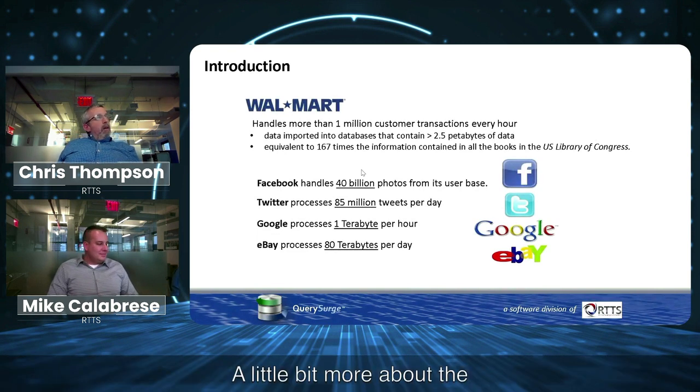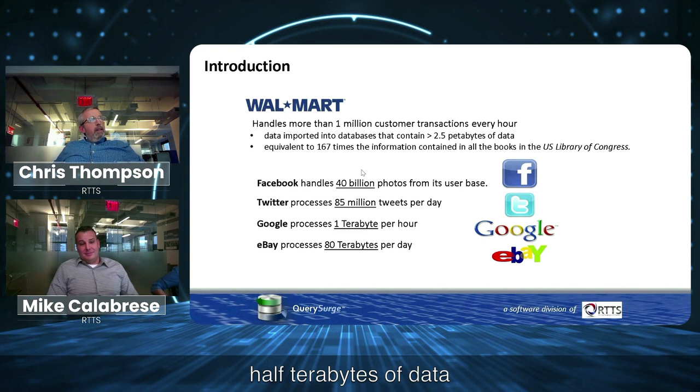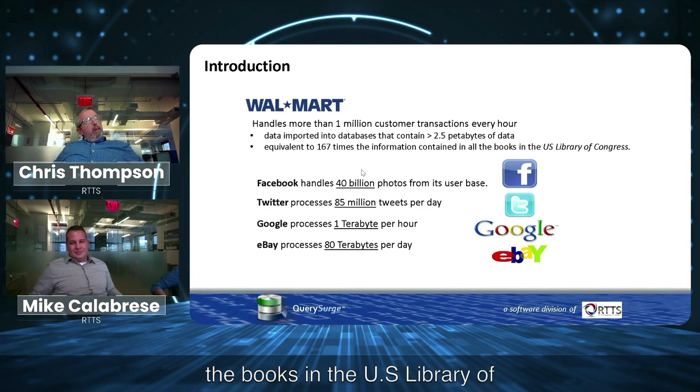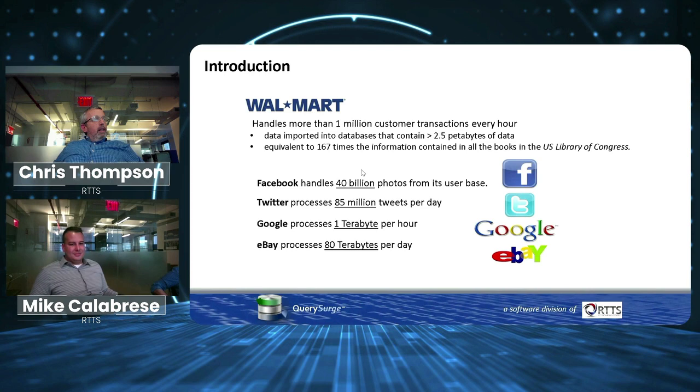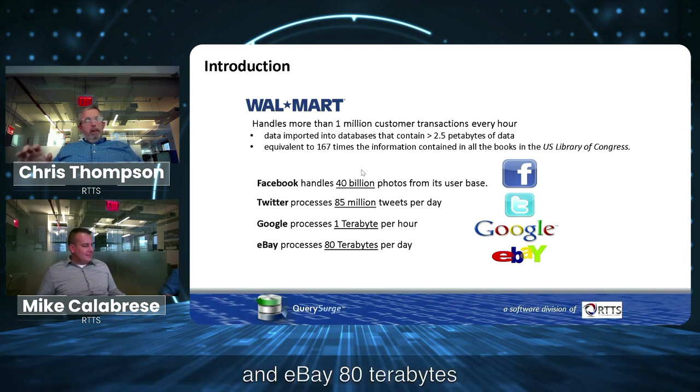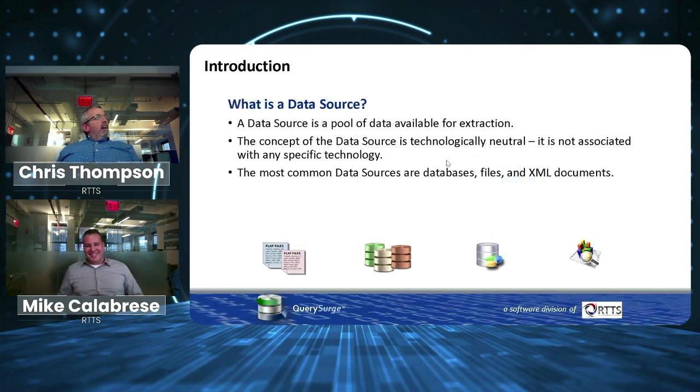A little bit more about the reasons why we want to test data. Walmart handles more than 1 million customer transactions every hour. Data is imported into databases that contain greater than 2.5 petabytes of data, equivalent to 160 times the information contained in all the books in the U.S. Library of Congress. Additionally, we have Facebook, 40 million photos, Twitter with 85 million tweets per day, Google 1 terabyte per hour, and eBay 80 terabytes per day. So there's a lot of data out there. A hell of a lot.